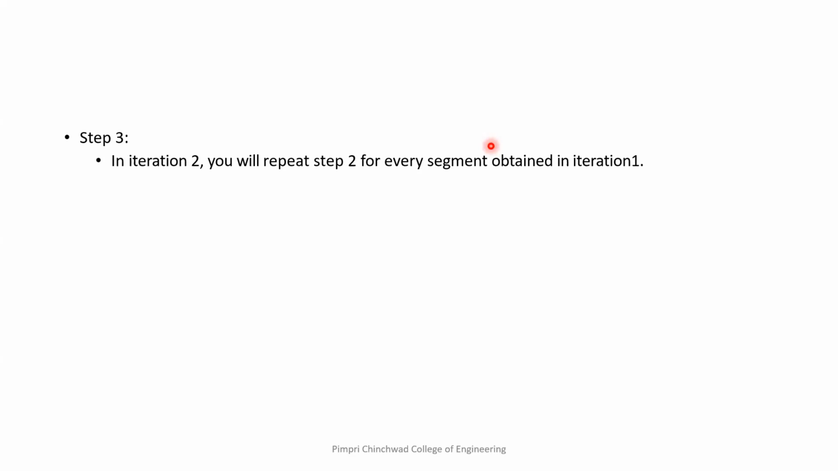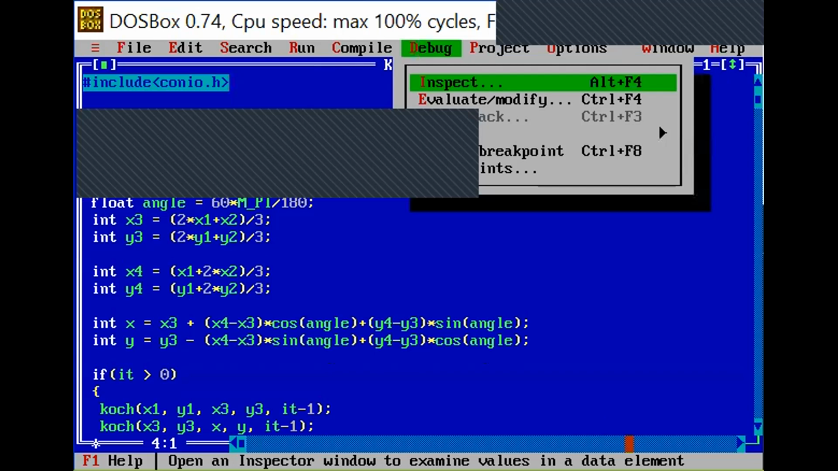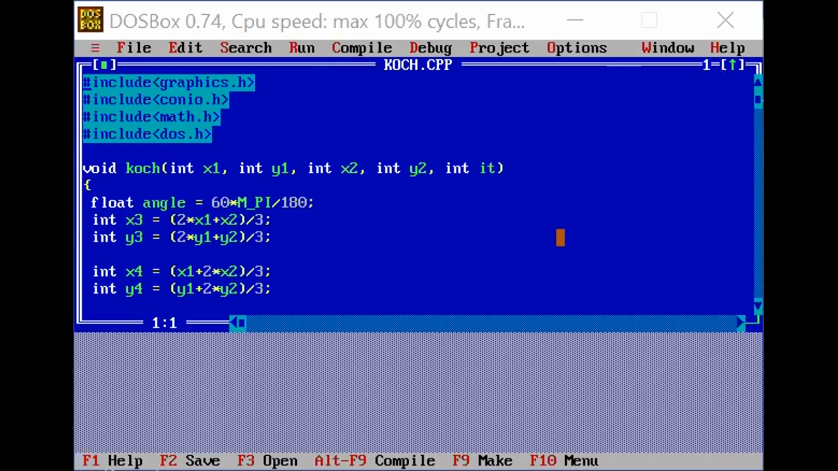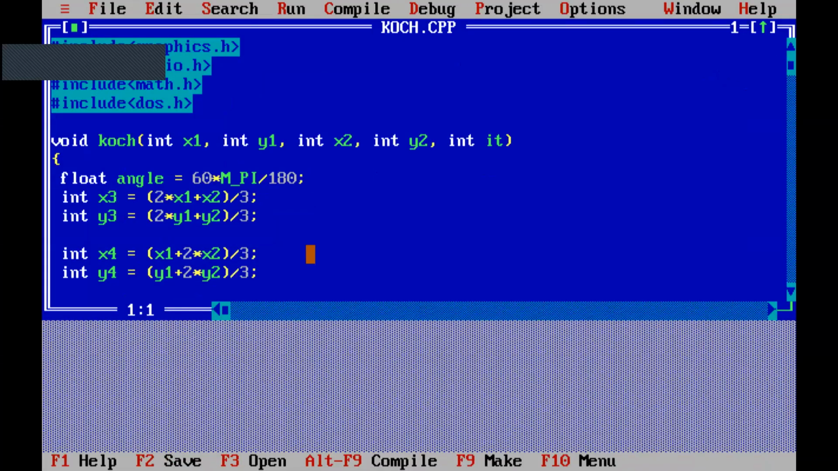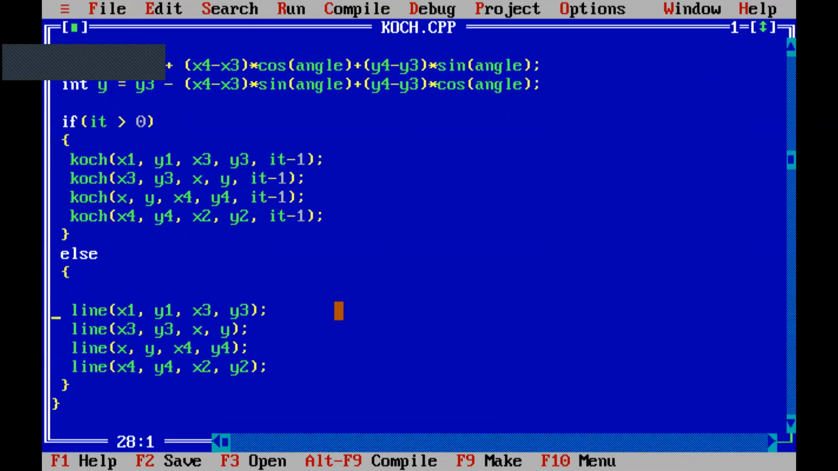Okay, so just wait for a minute. Let me switch to the program. Okay. Just a sec. Okay, so this is my koch.cpp. Let us go to the main part. It's a very easy program.